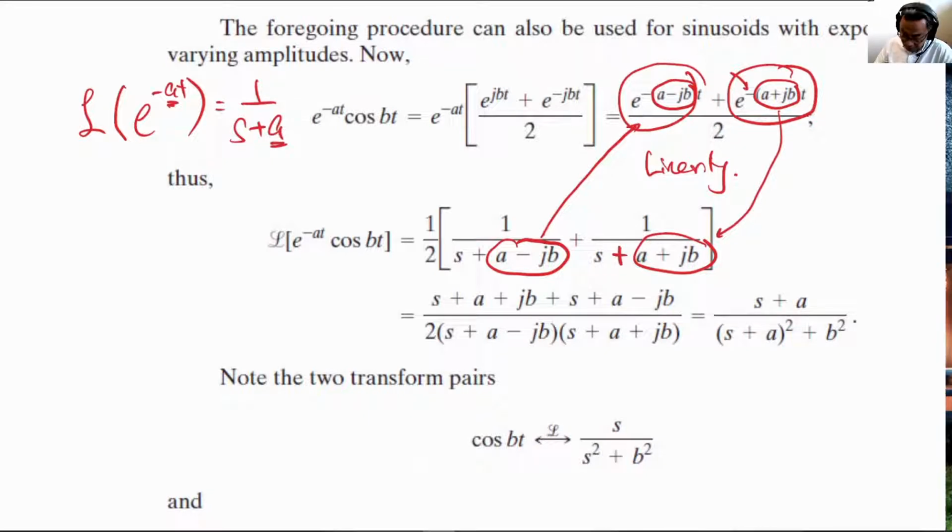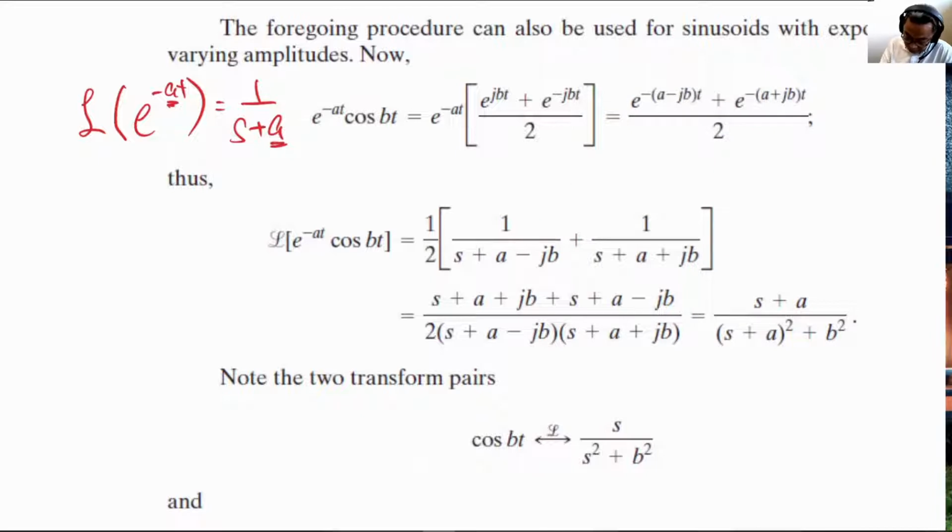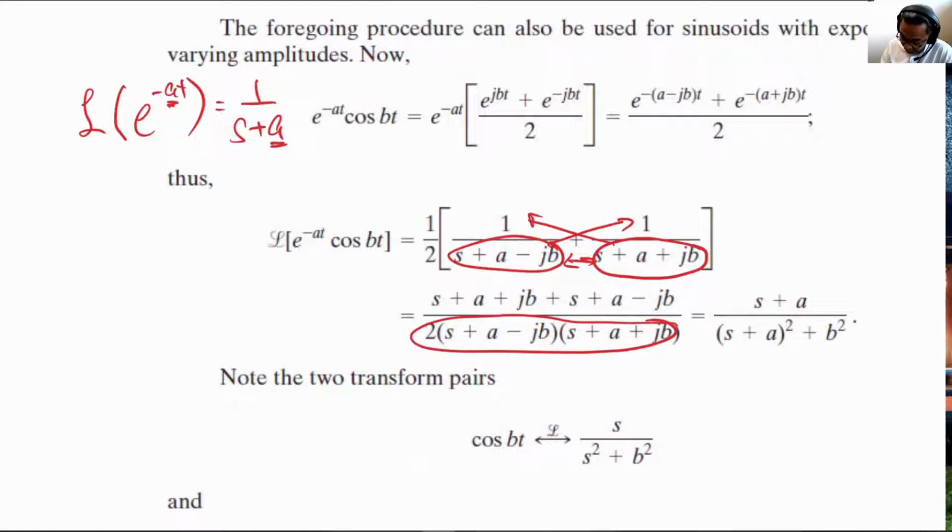Alright, you go through the algebra, and basically again you're putting this term on top, you're putting this term to the other side, and you're multiplying the bottom terms together. So you have the expression below, and you open it up, you can get this. And in the top, if you do the computation correctly, you get s plus a. So this is the answer.